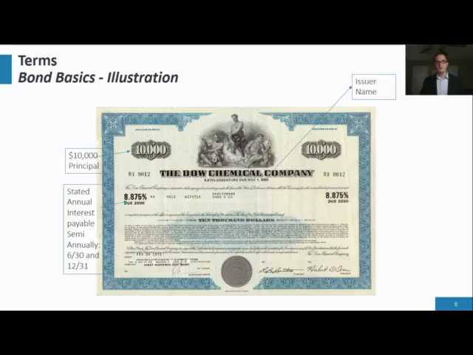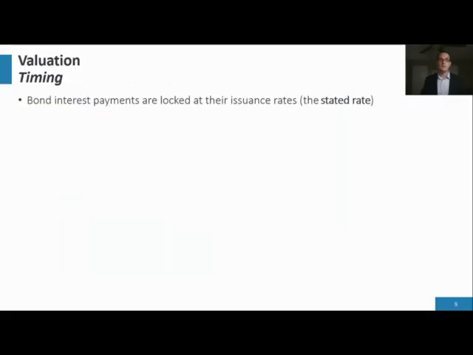We also have the issuer name, right? This is the Dow Chemical Company. The issue date. Bond interest payments are locked at their issuance rates, the stated rate. We cannot stress this enough. And so because of this, we're going to have a timing difference. And now we're ready to jump into our valuation discussion.